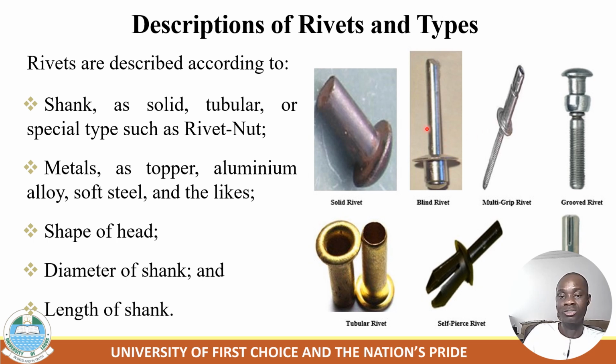So the blind rivet is also referred to as a pop head rivet. They pop up like popcorn during application, and that is why they are also referred to as blind rivets. Rivets are also classified according to metal, such as copper, aluminum, alloy steel, and the like. According to shape of head, rivets are also classified by their diameter of shank and length of shank. So take note of these points very well. All these are the types of rivets that we have.